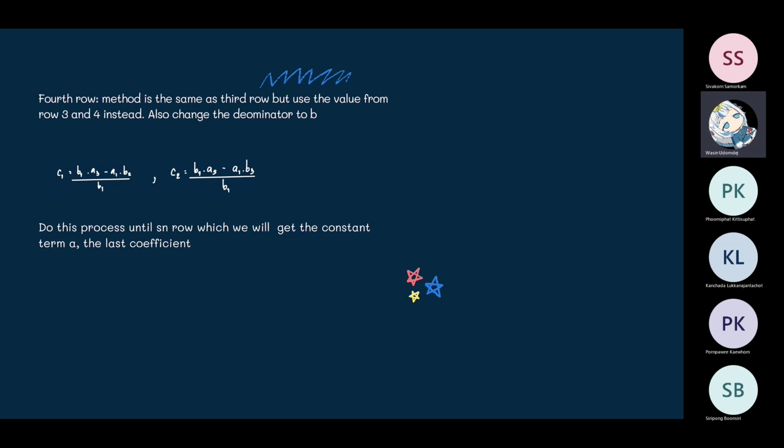Fourth row method is the same as third row, but use the values from rows 2 and 3 instead. Also change the denominator. Do this process until the s to the power 0 row, where we will get the constant term, the last coefficient.